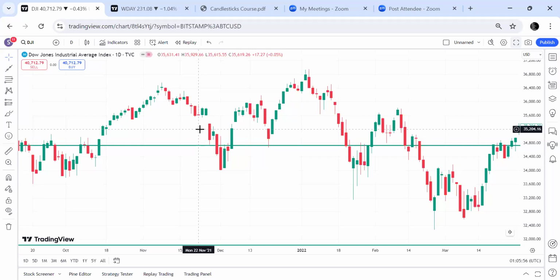So when this doji candle forms, it's better to keep our decision pending. If you are thinking of entering into a trade when the doji candle forms, it's very risky, because we don't know what happens afterwards. So when the doji candle forms, it's better to keep our decision pending.